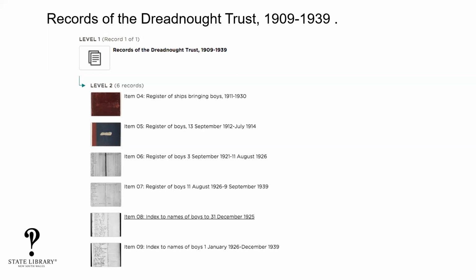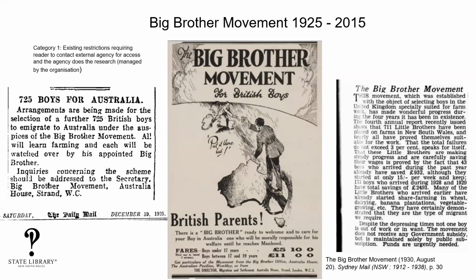The last set of records we'll look at now are the Big Brother Movement records. The Big Brother Movement archive was officially handed over to the State Library only this year in March. The Movement archive holds numerous personal stories detailing the history of youth migration in New South Wales. The Big Brother Movement, established in London in 1925, was Australia's largest youth migration program, aiding over 12,000 young men with government support to address local employment shortages. The Little Brothers, aged 16 to 20, had mentors known as Big Brothers until they reached 21.